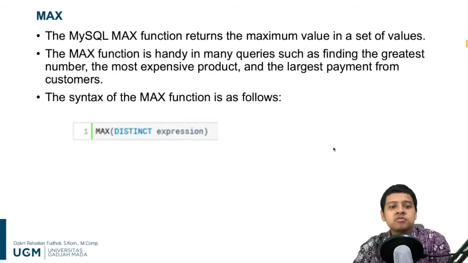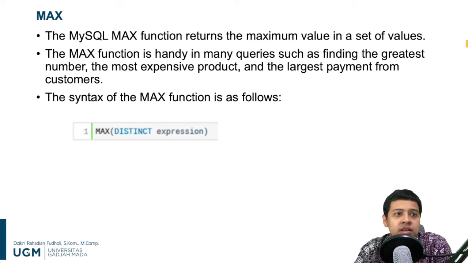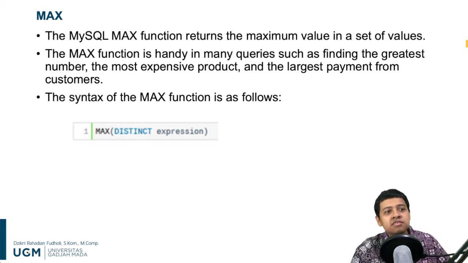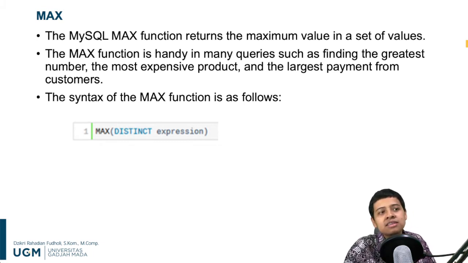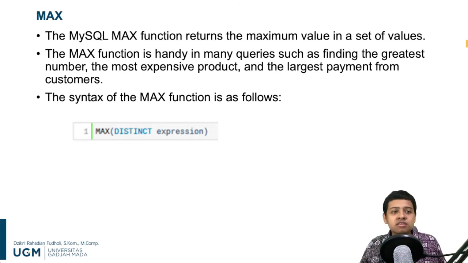So the first one is max. The MySQL max function returns the maximum value in a set of values. The max function itself is handy. It can be used in many queries, such as finding the greatest number, finding the most expensive products, or even the largest payment from a customer. And the syntax for the max function is just like this one.